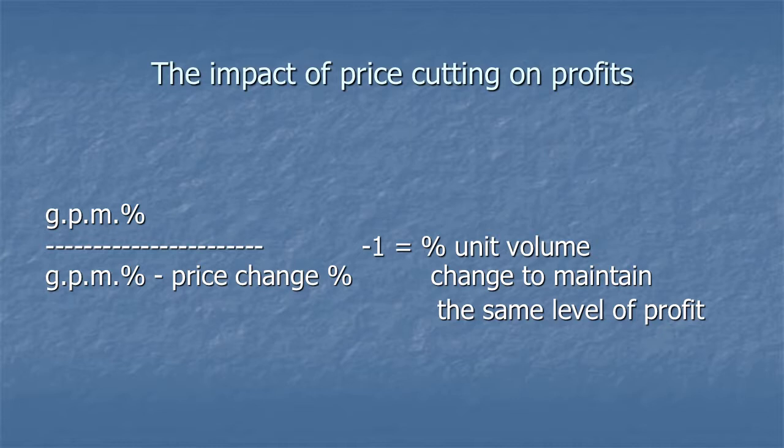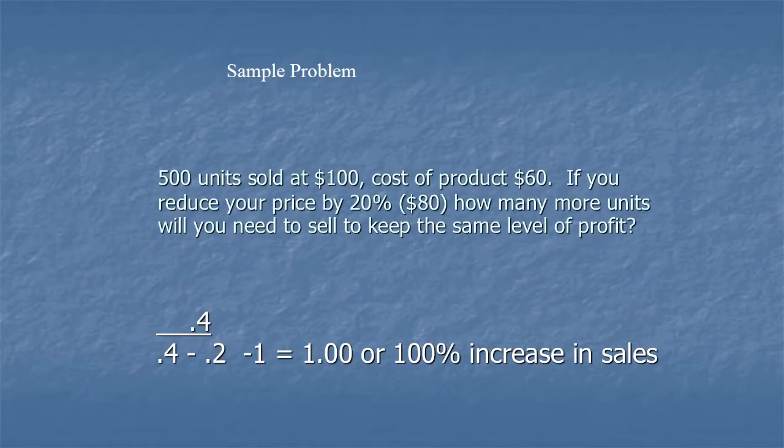And in fact, we have a little formula here that shows you how that works. This is the gross profit margin as a percent, divided by the gross profit margin as a percent minus the price change percentage, minus 1, equals the unit volume change needed to maintain the same level of profits. Now I know that sounds a little bit confusing, so let's walk through a quick example.